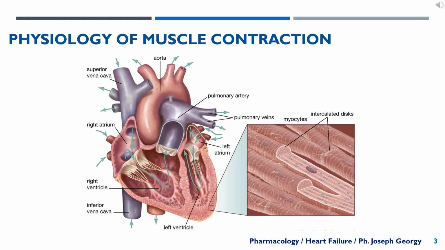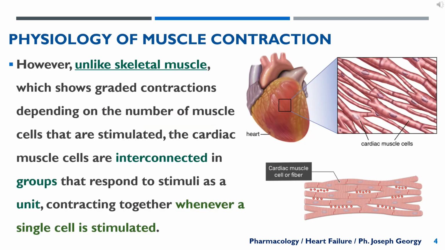Here's a deep look at myocytes, and what I mean by myocytes is the myocardial cells, okay? However, unlike skeletal muscle, which shows graded contractions depending on the number of muscle cells that are stimulated, the cardiac muscle cells are interconnected in groups that respond to stimuli as a unit, contracting together whenever a single cell is stimulated.